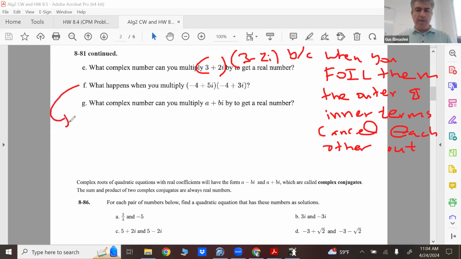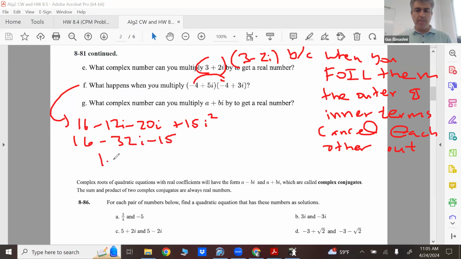With part F, if I work out part F, they're not going to cancel out, right? Because if I FOIL, I get 16, negative 12i, negative 20i, and plus 15i squared. 16 minus 32i. So yeah, they don't cancel out. But for part G, what are you going to multiply this by? A minus bi.